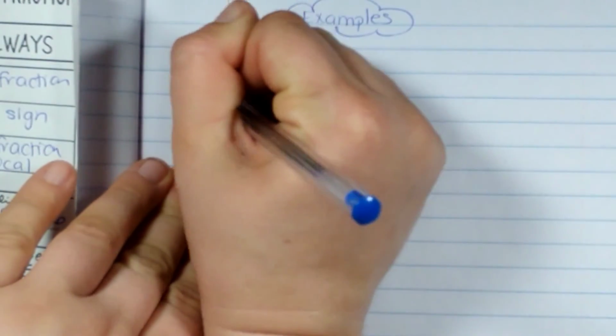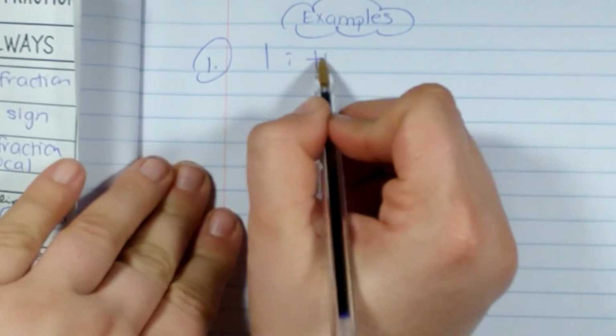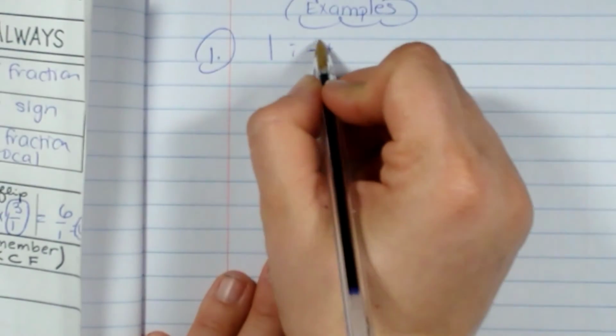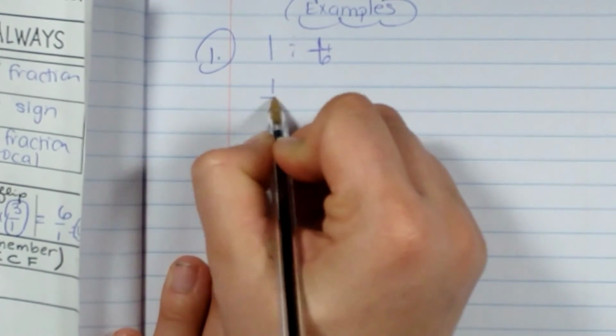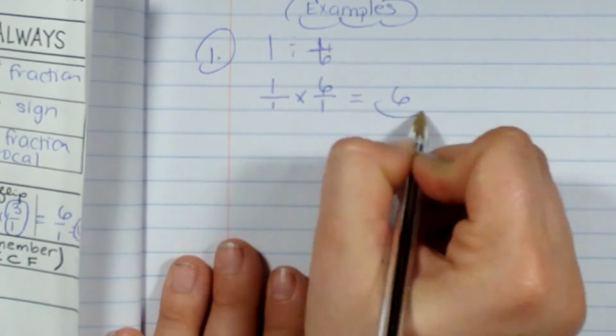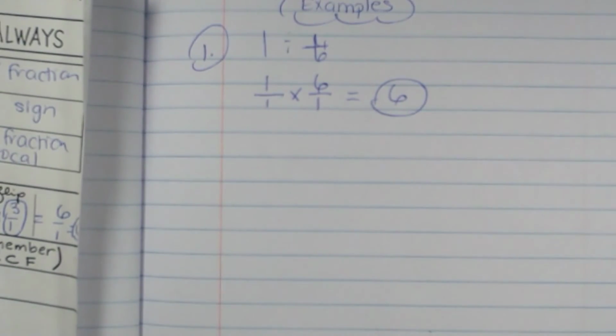Number 1, 1 divided by 1/6. Okay, 1 divided by 1/6 would be keep, flip, change would be 6. How many 1/6 pieces can I fit into a 1? You can fit 6.